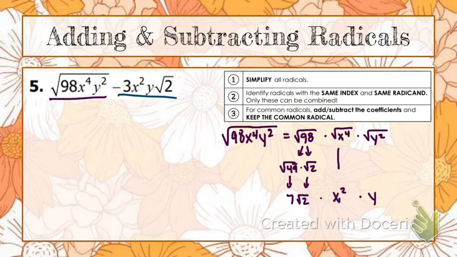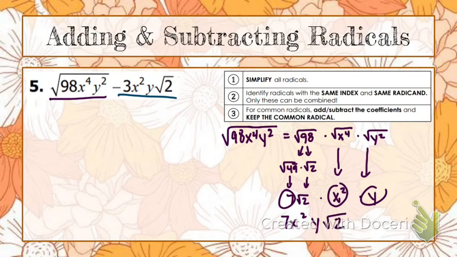And then once we get everything simplified, we take everything outside the radical and multiply it together. 7x squared y. And then everything inside the radical, but there's only one thing here. So that's a 2, not a z. So the first term is 7x squared y radical 2. And then we bring down our subtraction from here. And we don't even need to simplify the second part because the square root of 2 is already simplified. So that radical does not need simplified. So I'm just going to bring it down. We get minus 3x squared y radical 2.